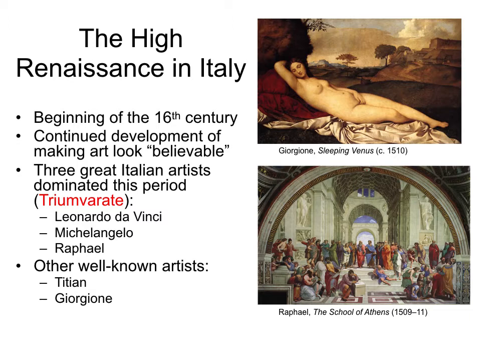So the High Renaissance is the beginning of the 16th century, so the 1500s. It lasted for about 25 years, ending around 1520 CE. It noticed the continued appropriation of classical architecture, so you have Greek and Roman elements in painting and in sculpture, philosophy, science, etc. There's also the continued development of making art look believable. Utilizing the newly developed rules of perspective, artists would create highly illusionistic art.